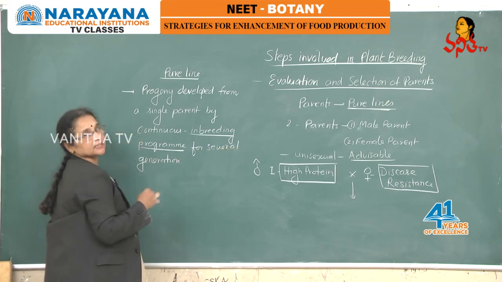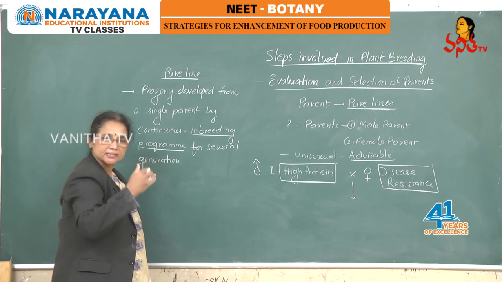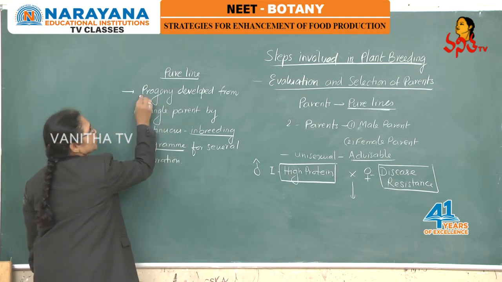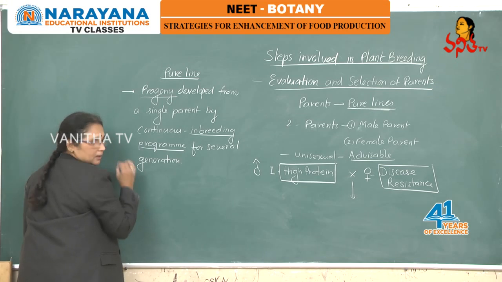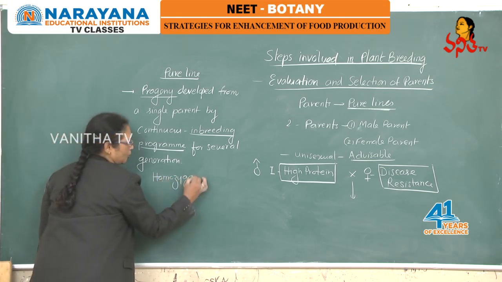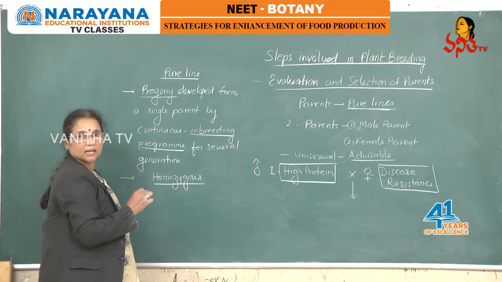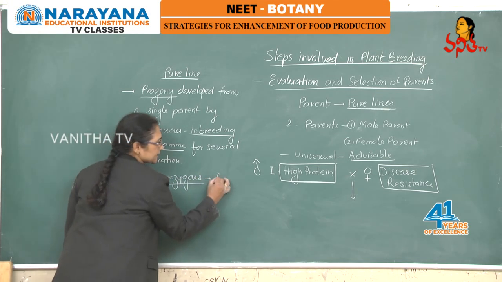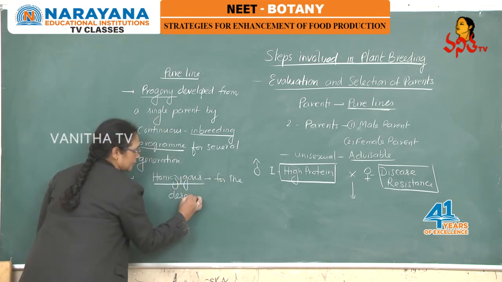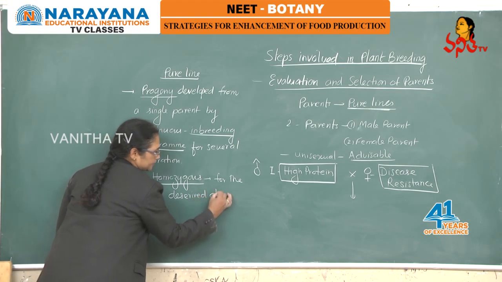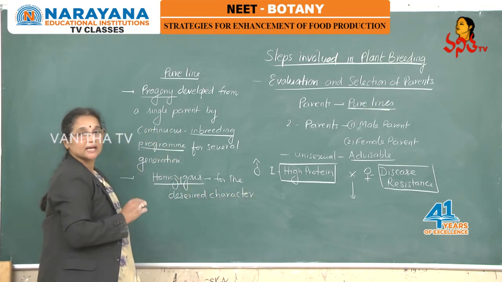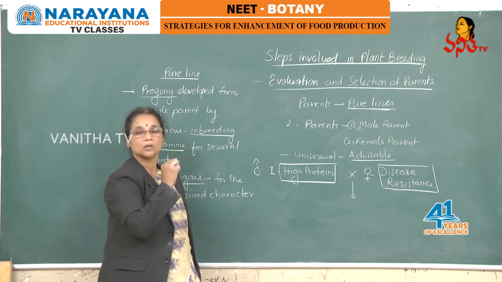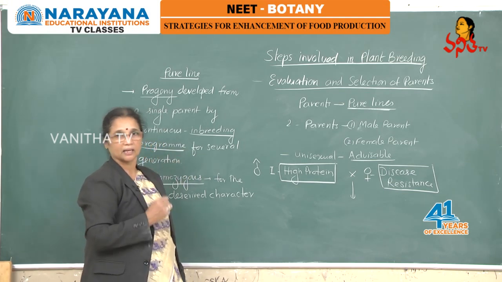Inbreeding means, for plants, it is nothing but self-pollination. By continuous self-pollination for several generations, if you produce a progeny and those progeny have homozygosity, homozygous means having the same alleles for that character. So they are homozygous for the desirable character we selected in the plants. These are called pure lines. They are also called inbreeding lines, children.